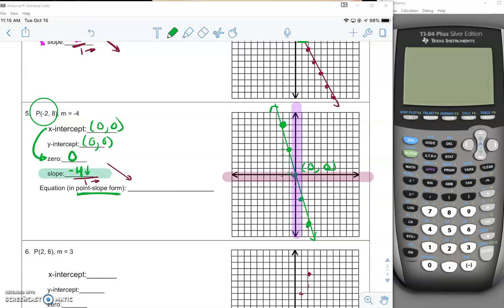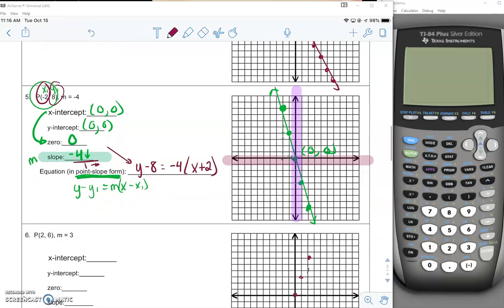Equation in point-slope form. So in point-slope form, this is y minus y1 is equal to m times x minus x1. So m is our slope, and x1 and y1, we can use that point P we were given at the beginning. So filling in what we know, y minus y1, the y value from point P, is equal to m, negative 4, times x minus the x value from point P, so x minus negative 2. In point-slope form, our equation is y minus 8 is equal to negative 4 times x plus 2.